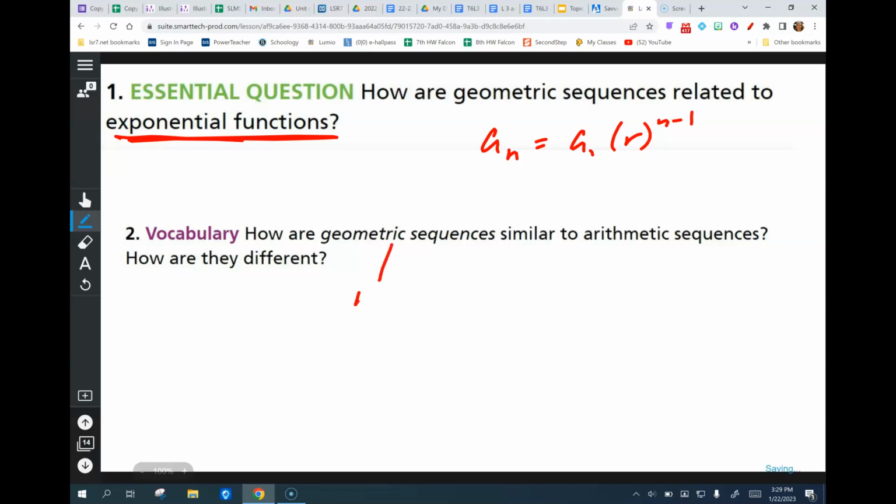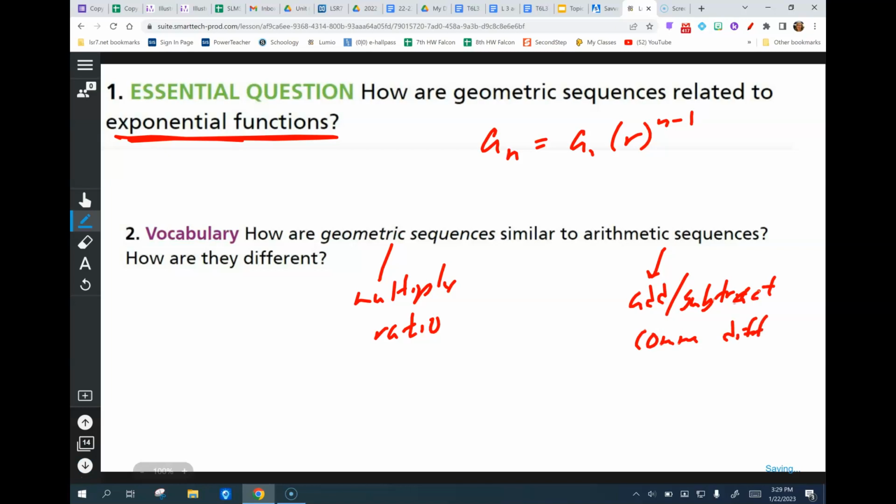Geometric, you're going to multiply a ratio, whereas arithmetic, you're going to add or subtract, and you have a common difference. How are they similar? Well, they're sequences. They keep on going, and you do something. What's similar is that if I have a term here and here, whatever I do to get from here to here, I do the same thing as I did from here to here. I either add or multiply.